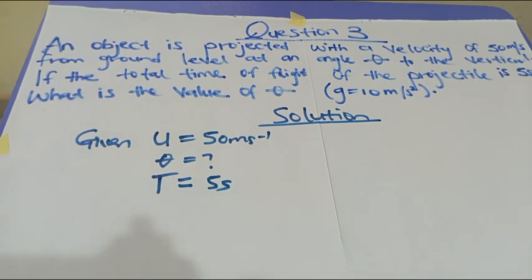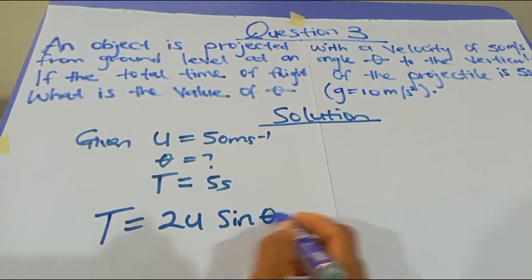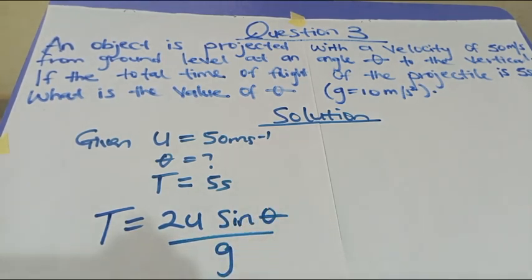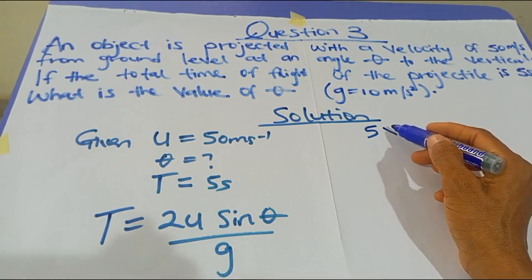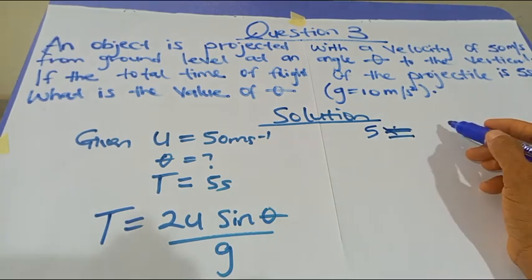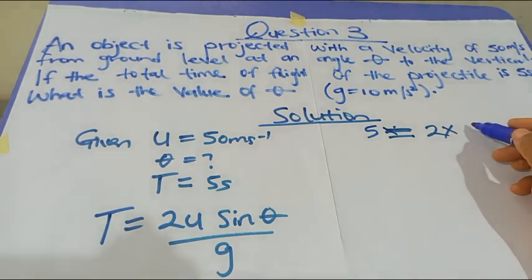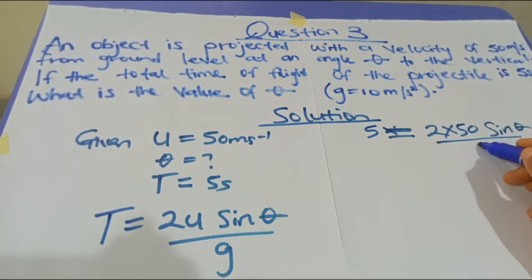In this case, we are going to use the formula t is equal to 2u sine theta over g. This is the time of flight for projectile motion. Please master this formula. g is 10. With that, we have 5 is equal to 2 times u, which is 50, sine theta over g, which is 10.